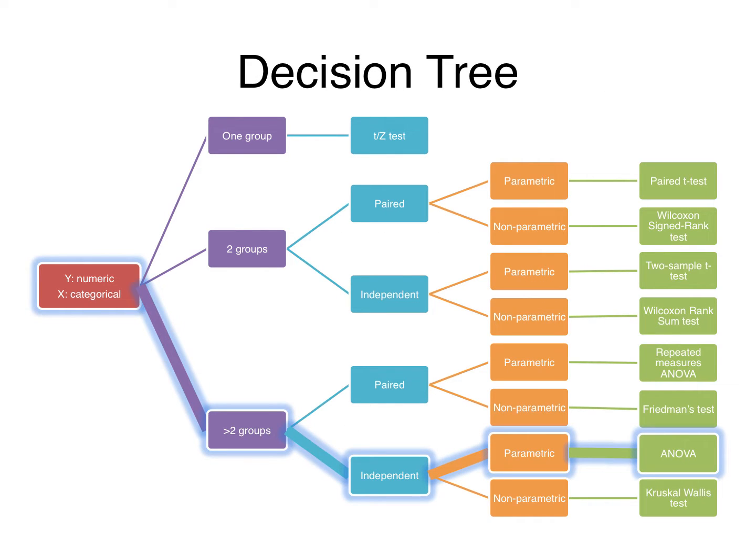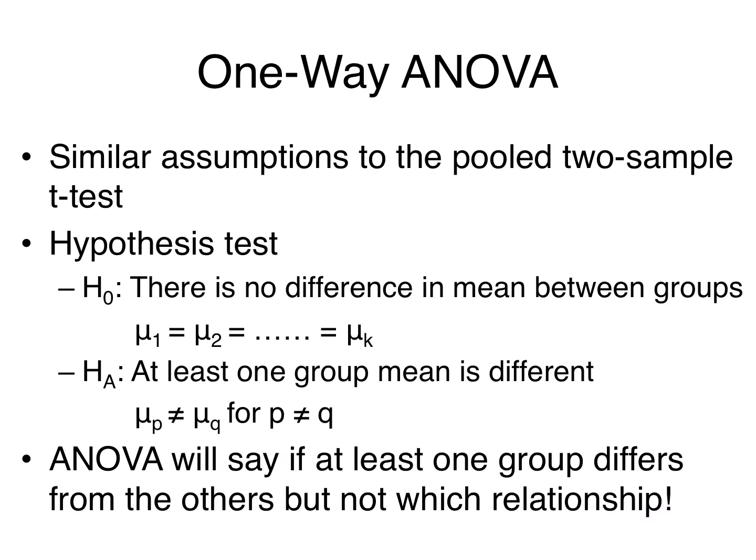First we'll talk about the parametric form of analysis in this situation, which is known as one-way analysis of variance, or one-way ANOVA. One-way ANOVA is actually an extension of the t-test. If we run this test on a qualitative variable consisting of just two groups, we'll get the same results for the most part as we did with a pooled two-sample t-test. One-way ANOVA has similar assumptions to the pooled two-sample t-test, as we'll discuss in a few minutes.